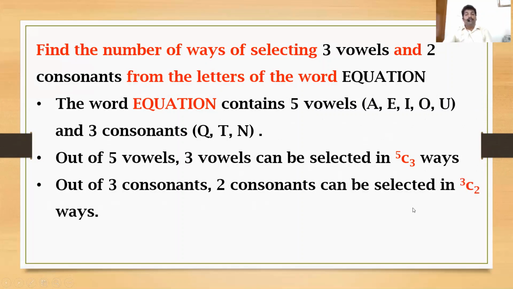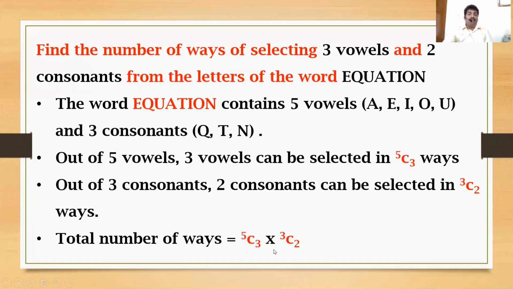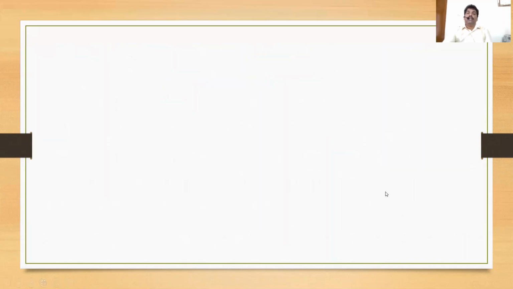So for the total number of ways, you have to multiply these 2. Again, why are we multiplying these 2? Fundamental principle, our first principle, the counting principle. Already I told you, it is a very important principle. First work can be done in M ways, second work can be done in N ways, both the works can be done in M into N ways. So you have to multiply these 2, 5C3 into 3C2. That gives the total number of ways.